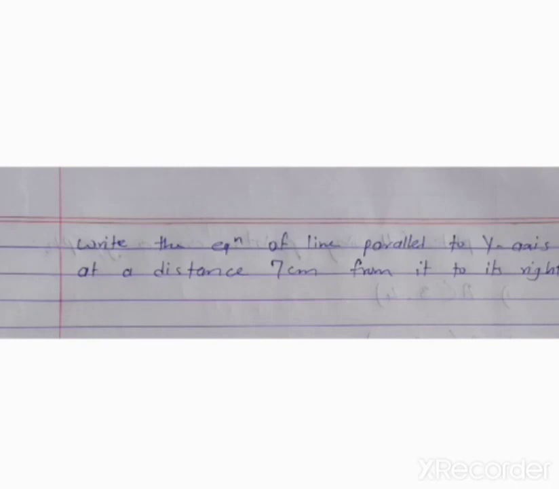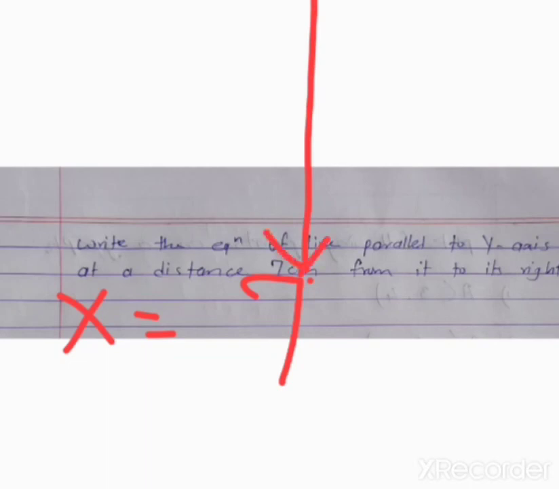Let's study the next question. Write the equation of a line parallel to y-axis. So write down its exactly opposite axis, that is x is equal to, at a distance of 7 centimeters. So write down here 7 centimeters from it to its right. Now our y-axis is a vertical line and its right hand side is this one. So on this right hand side all the units are positive. So our equation is x is equal to +7.